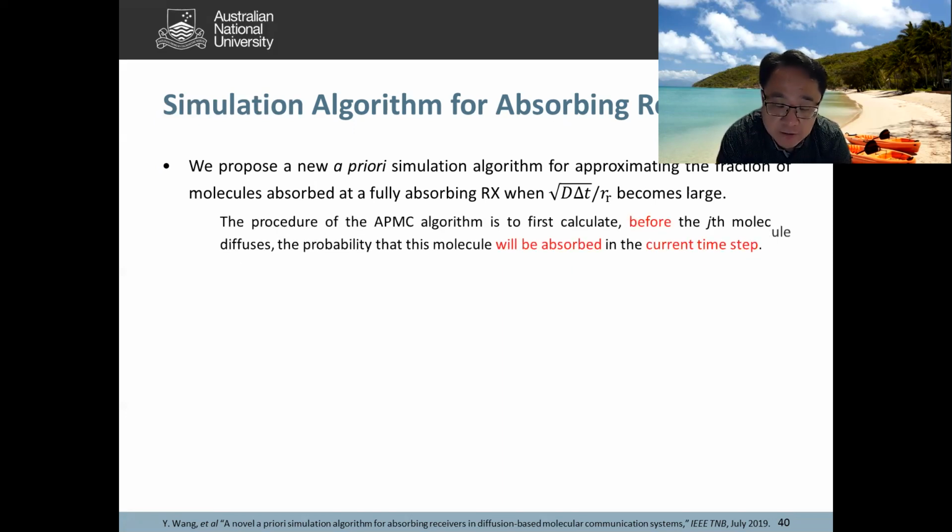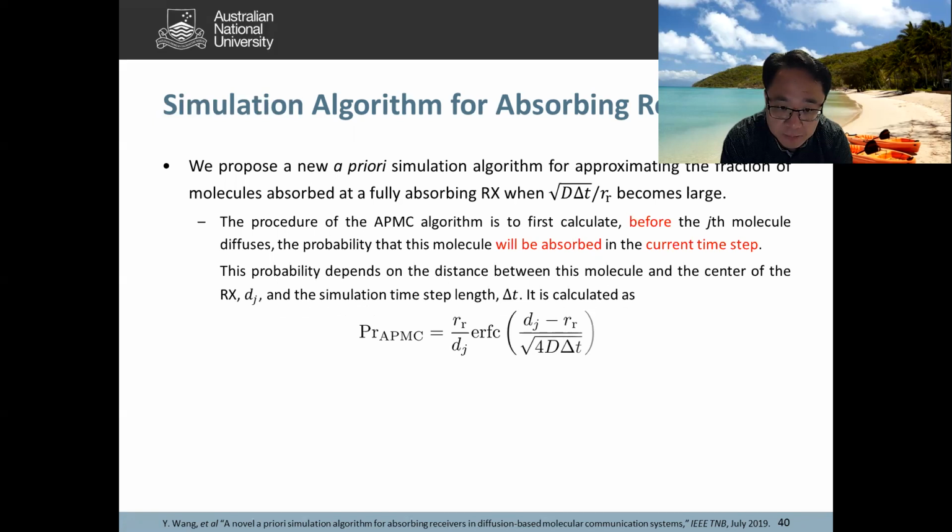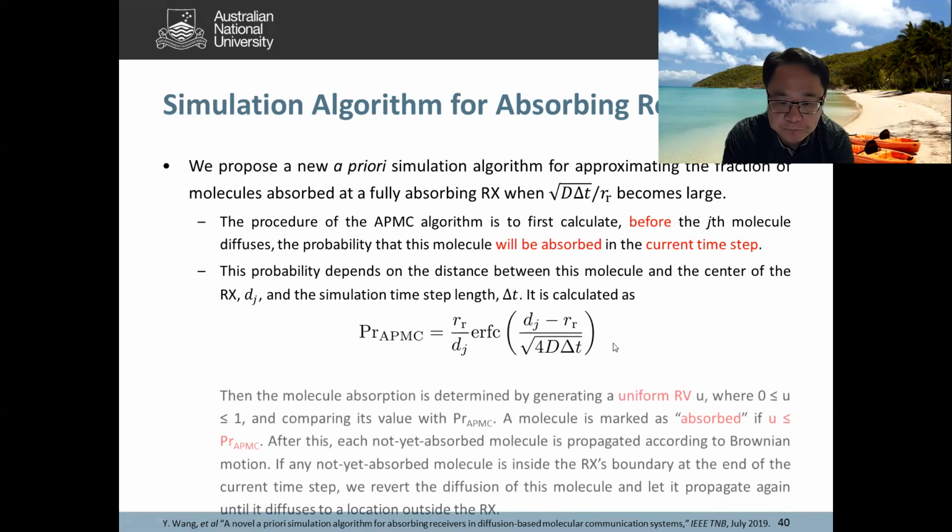So the procedure of our proposed scheme is that before the jth molecule diffuses, we calculate the probability that the molecule is absorbed in the current time step. This probability depends on the distance between this molecule and the center of the receiver, as well as the simulation time step. The calculation we provided is here.